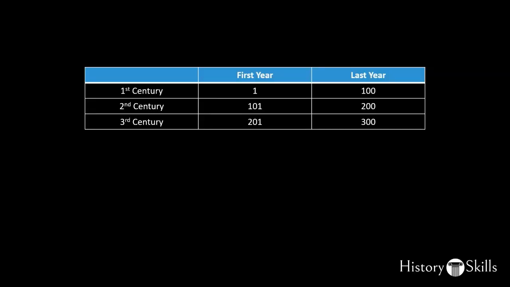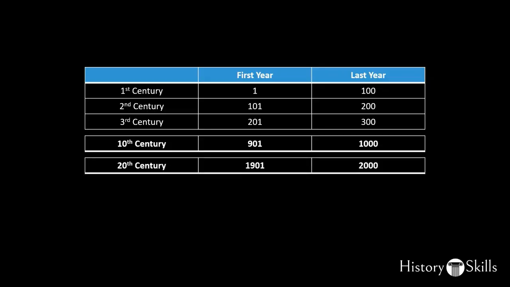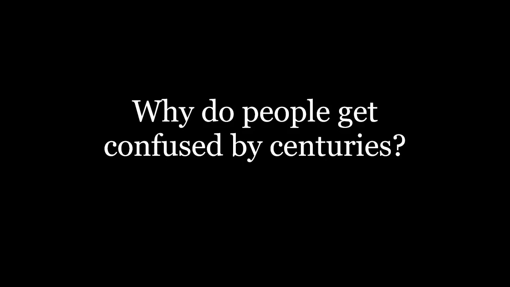Therefore, if we jump ahead in time, we can say that the 10th century begins at 901 and ends in 1000. Finally, we can see that the 20th century began in 1901 and ended in 2000. So if numbering the centuries is so straightforward, why do so many people get it wrong?